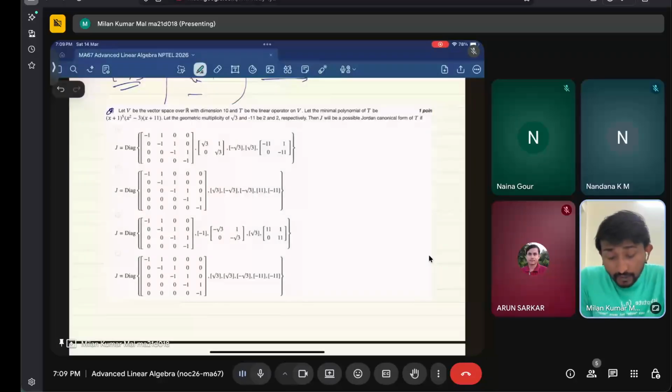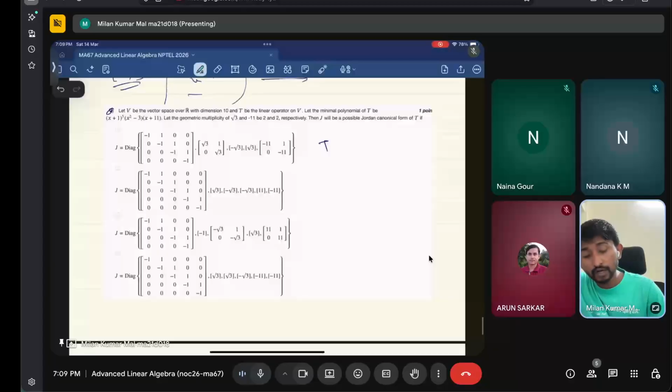So let V be the vector space over R with dimension 10 and T be a linear operator on V. Let the minimal polynomial, okay, this is not the characteristic polynomial, the minimal polynomial for T is x plus 1 to the power 5, x minus 3, and x plus 11. So that says the eigenvalues are minus 1, 3, minus 11.